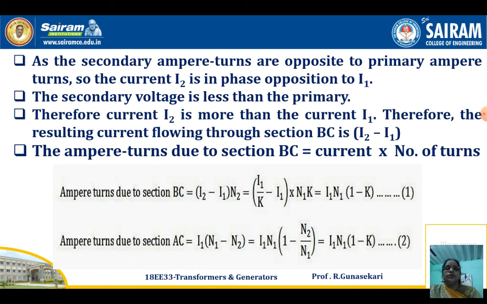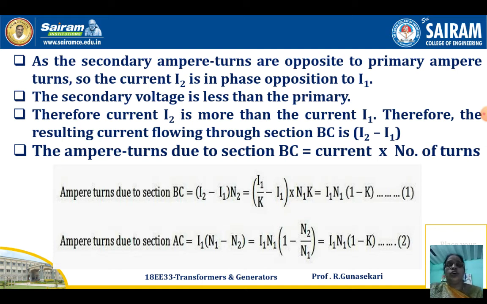This value is substituted here. Finally we are getting the ampere turns due to the section BC, that is equal to (I2 minus I1) into N2, that is equal to (I1 by K minus I1) into N1 K, that is equal to I1 N1 into (1 minus K). That means the secondary ampere turns are opposite to the primary ampere turns. That means the direction of the current I2 is in phase opposition to I1. Phase opposition means a 180 degree phase shift only.